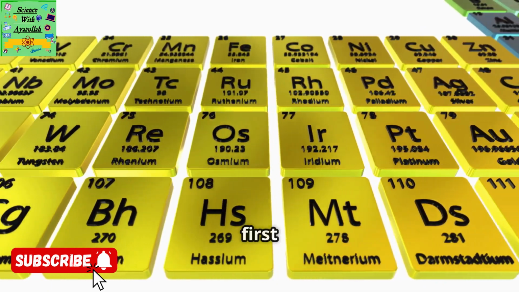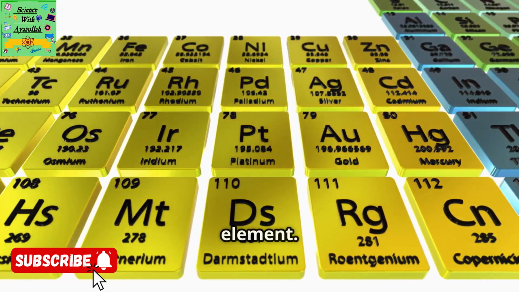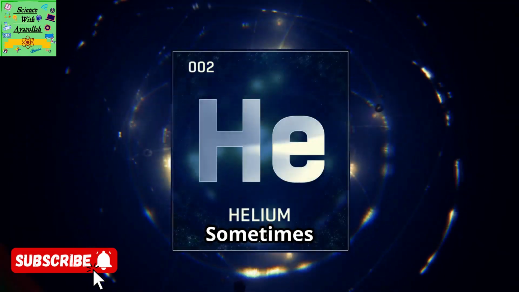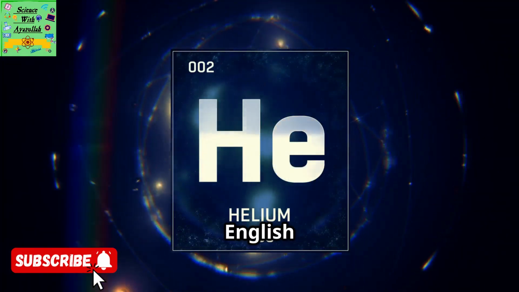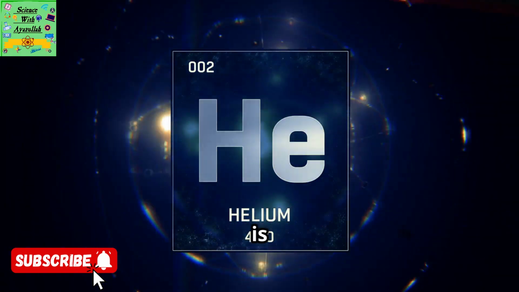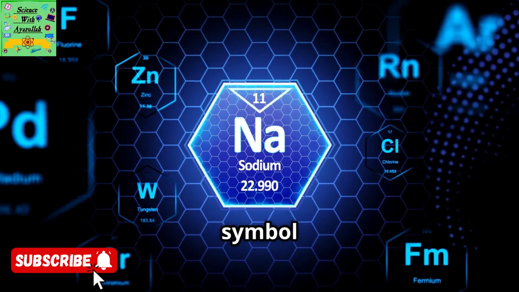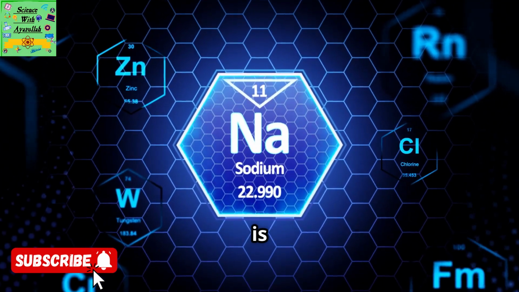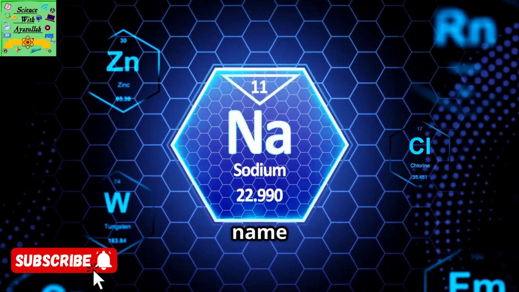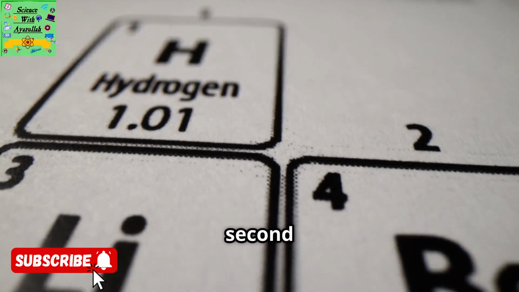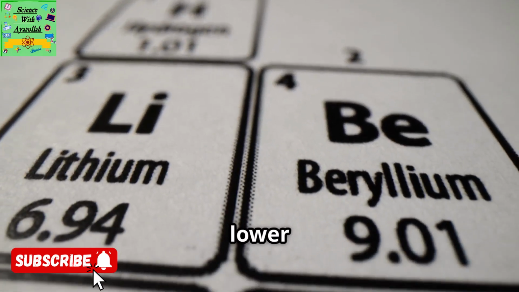Sometimes the symbol is the first letter of the English name of the element. For example, the symbol for oxygen is O. Sometimes the symbol is the first letter of the English name plus another letter from its name. For example, the symbol for helium is He. Sometimes the symbol is taken from another language. For example, the symbol for sodium is Na, from the Old Latin name natrium. The first letter of the symbol is always uppercase, and the second letter, if there is one, is always lowercase.